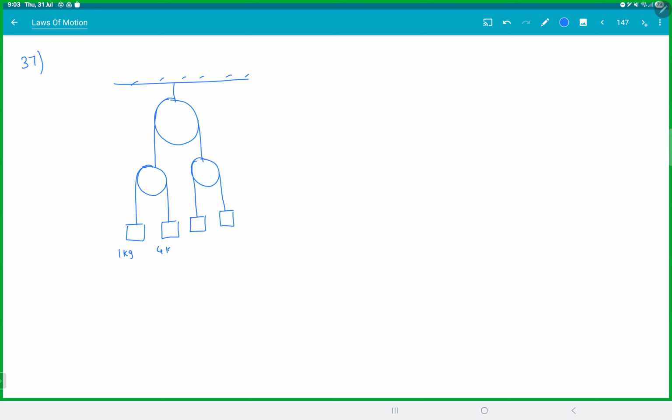Let's say this is 1 kg, this is 4 kg, this is 2 kg, and this is 3 kg. Find the acceleration of the blocks. Now, if you try to use the regular method, then you'll have 4 FBDs and 1 constraint, so 5 equations. See if you can try to use the pulley equivalent.